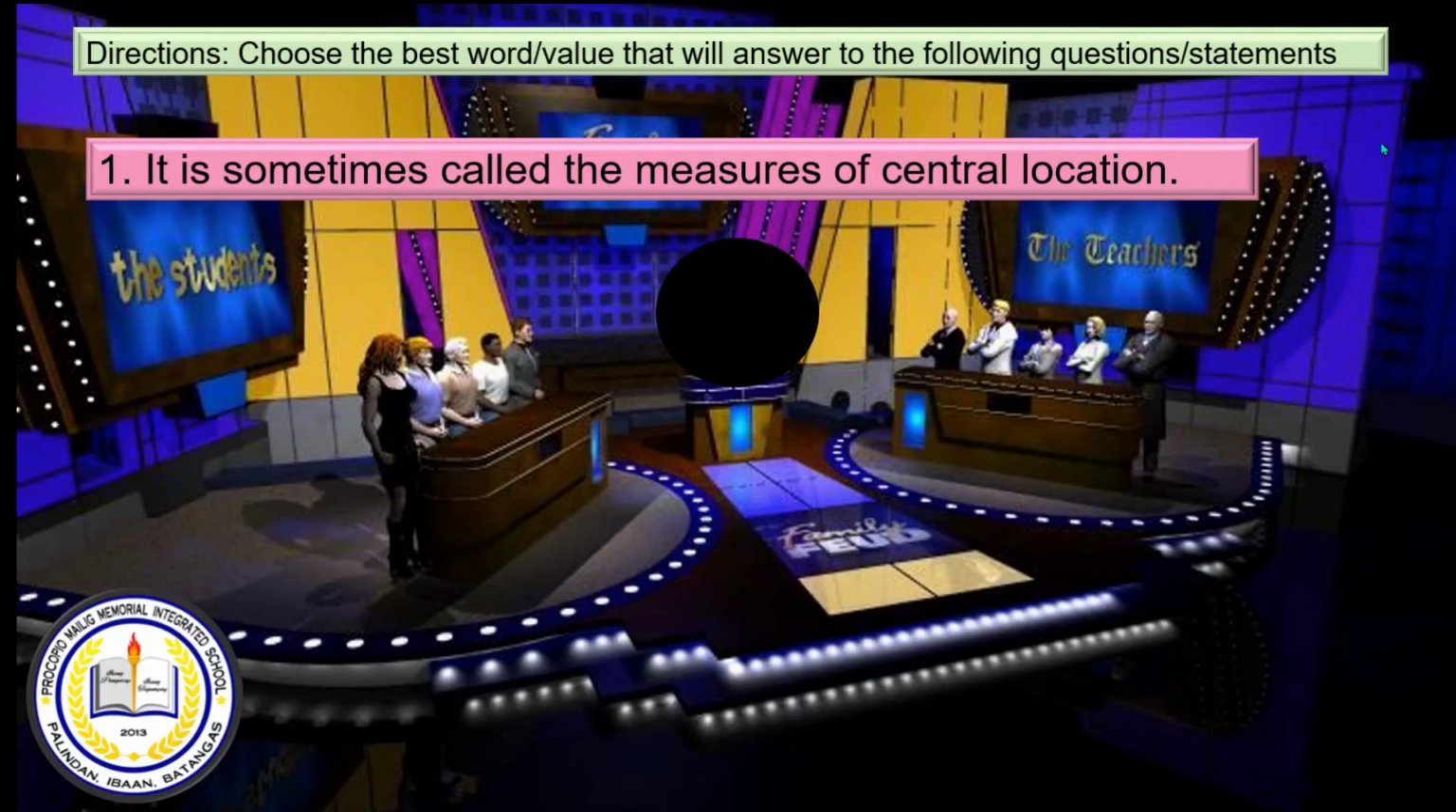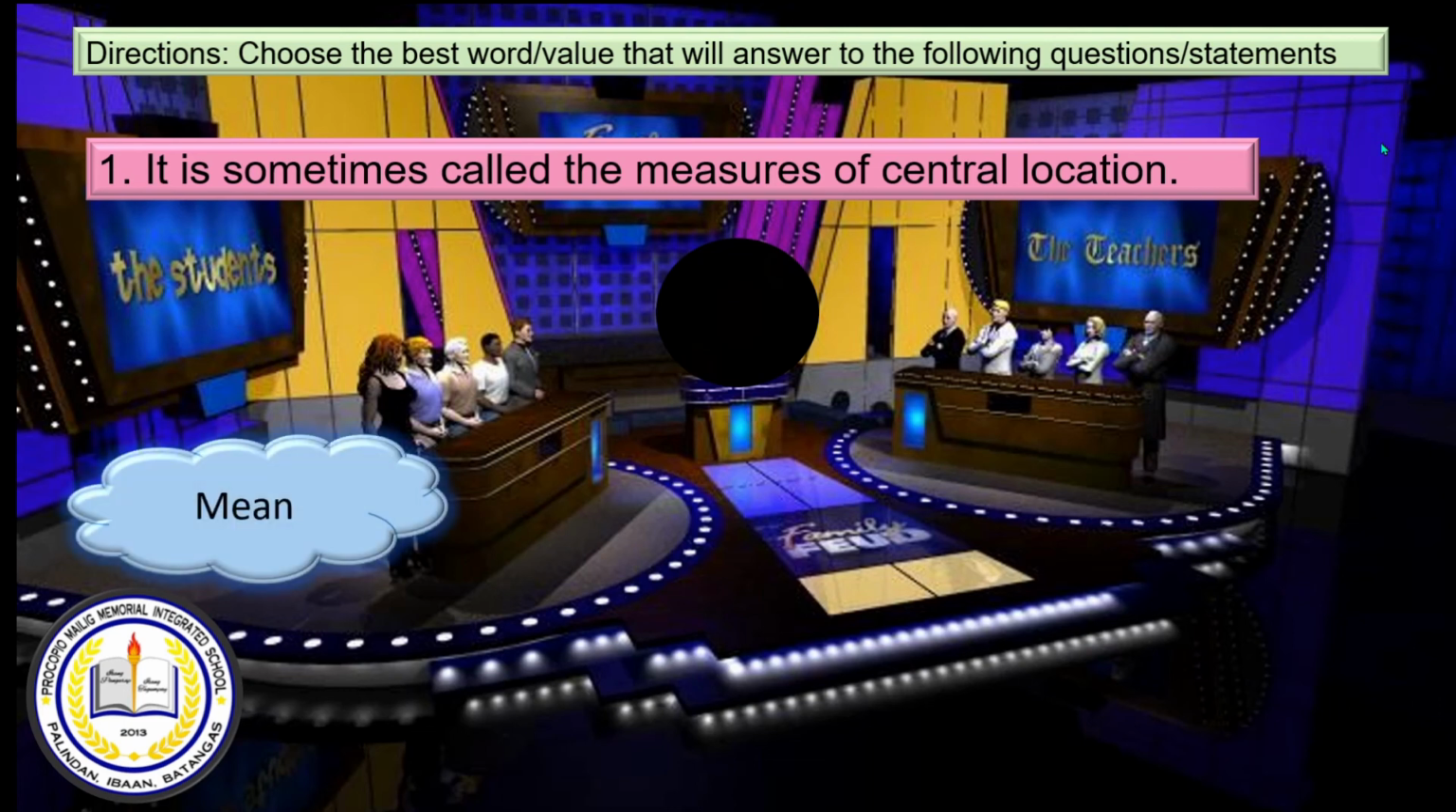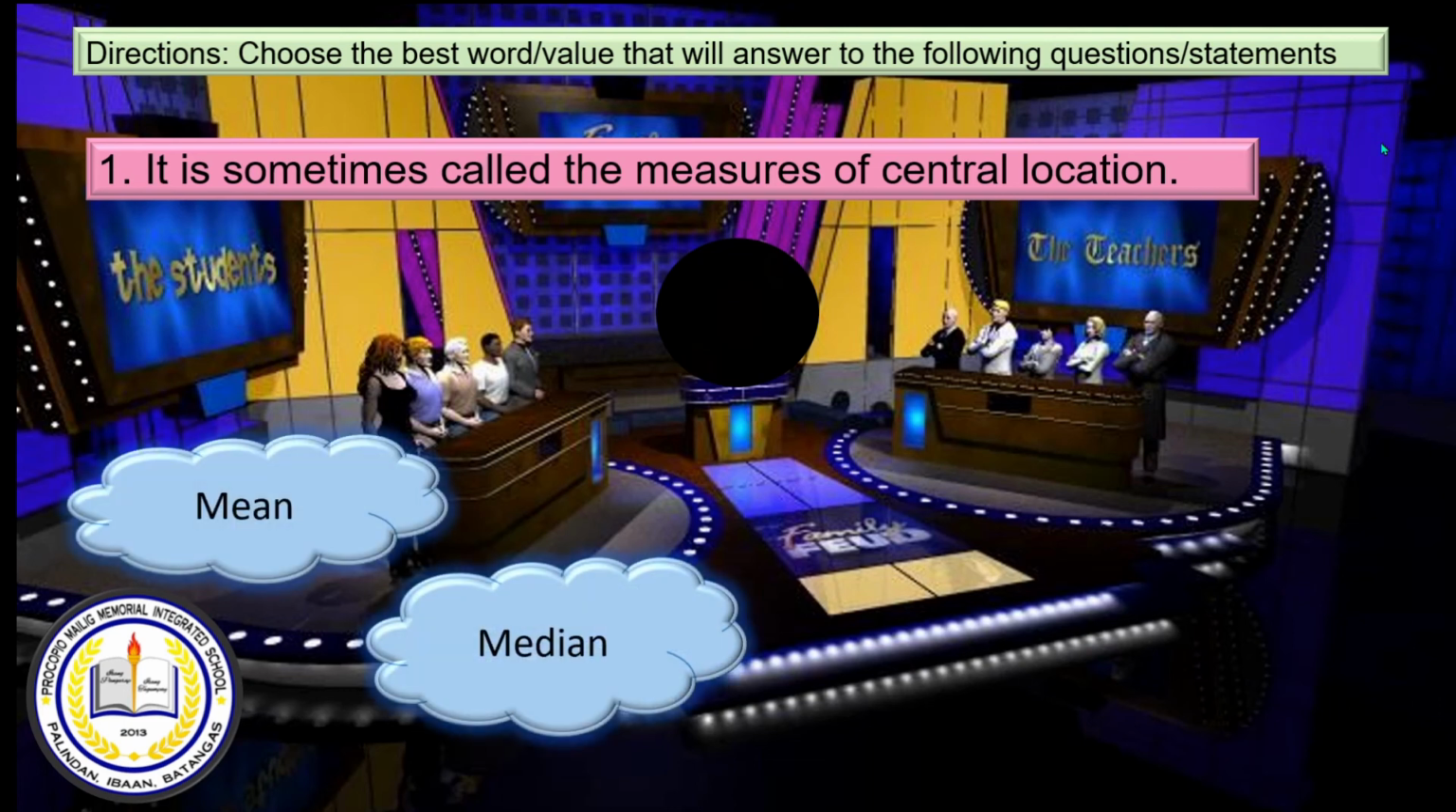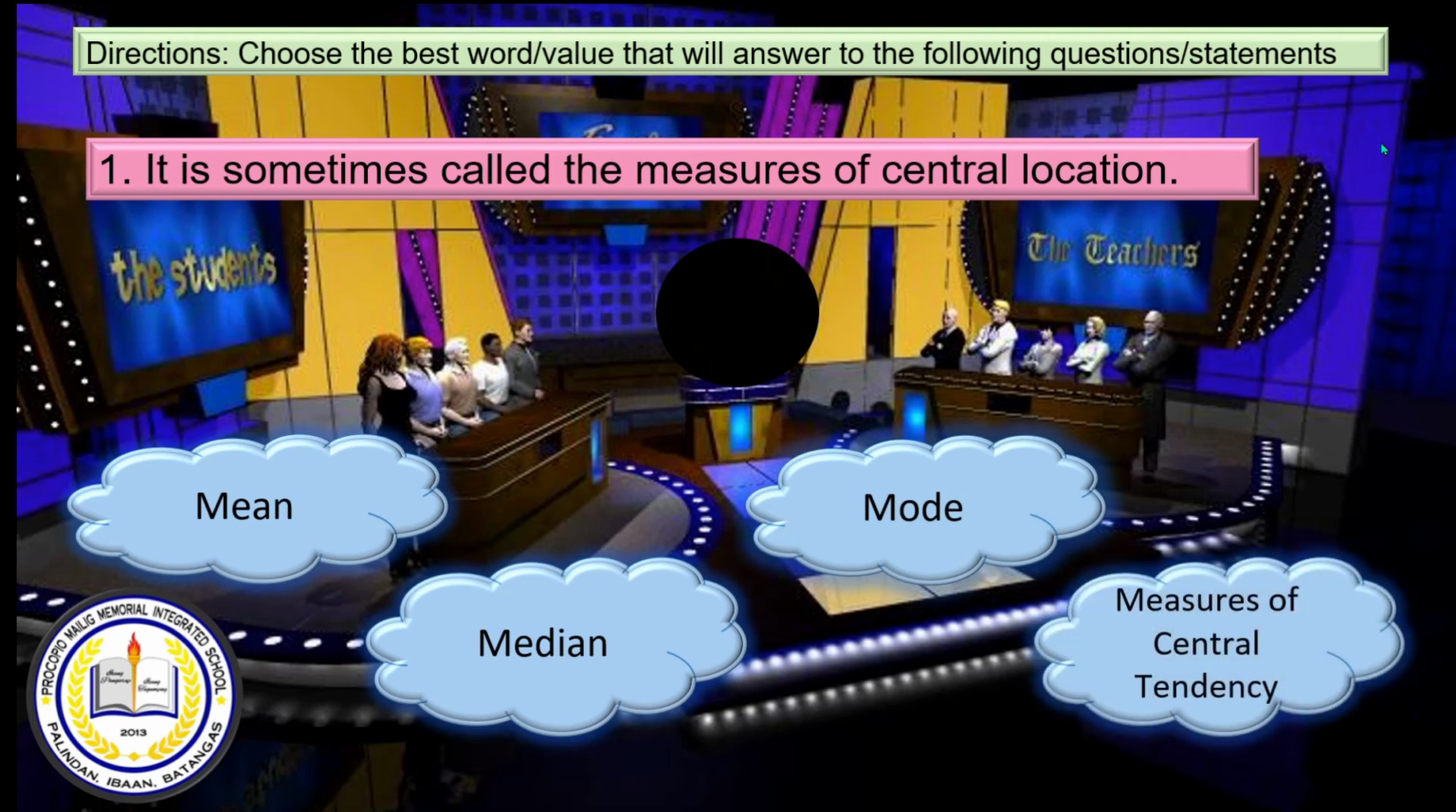To test whether you understand the lesson or not, I prepared a 5-item test. You need to choose the word or value that will answer each question. Each question is good for 10 seconds. Are you now ready? Okay, let's start. It is sometimes called the measures of central location. Is it mean, median, mode, or measures of central tendency?